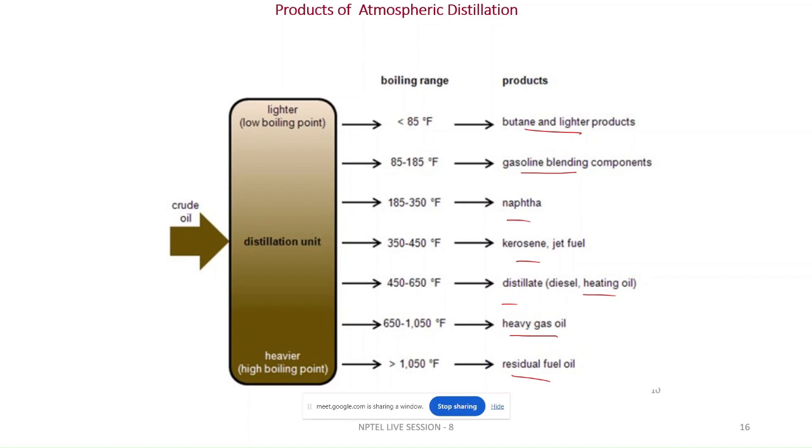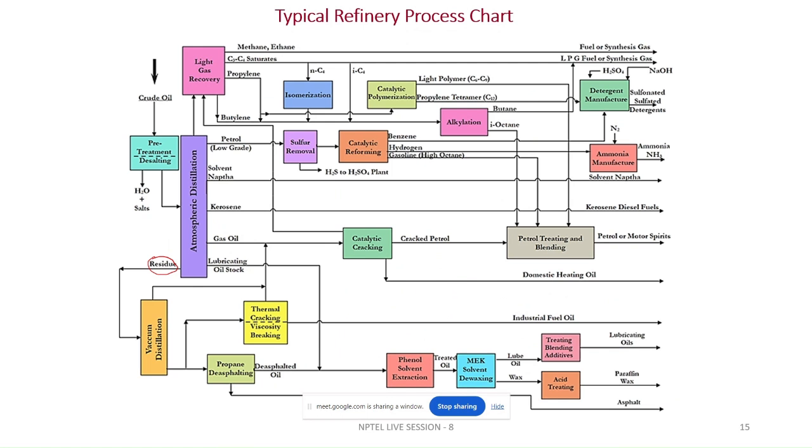So let me just mention one thing, that the vacuum distillation unit is maintained at a pressure of 0.72 to 1.5 psia, and a temperature around 380 to 420 degrees Celsius.